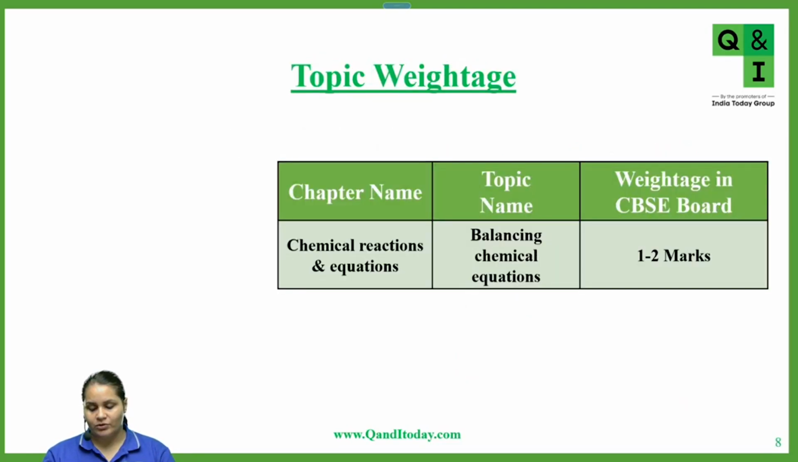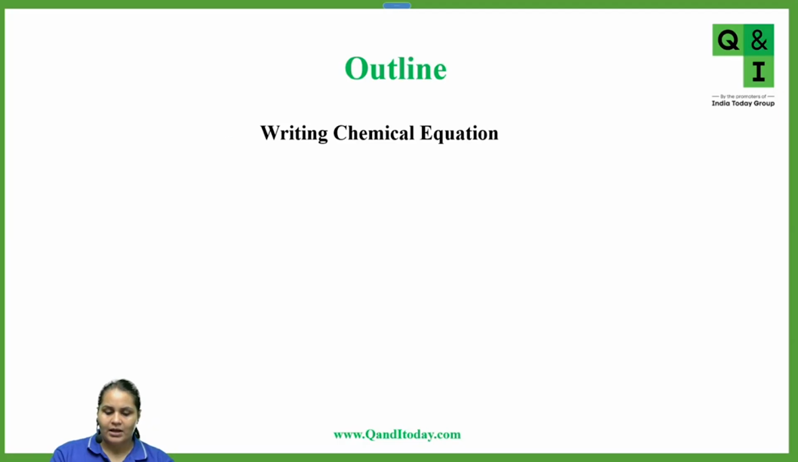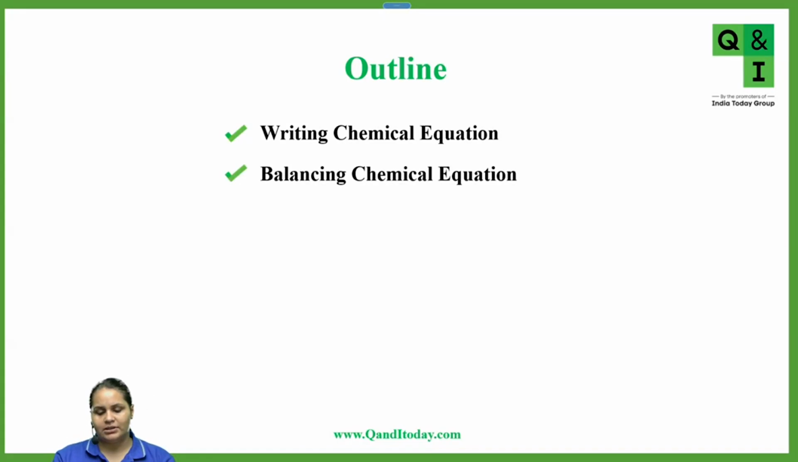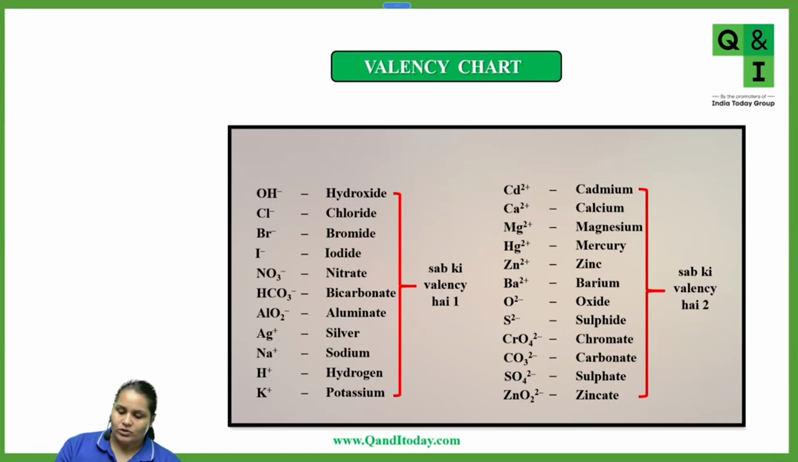So this is something which is needed to study this particular topic. Not the balancing, but writing a chemical equation, a 1 mark question can be asked from it. So we will learn how to write a chemical equation. Balancing will be learned in a different session. Before we start, as I said, you should know how to write a chemical formula. To learn that, you should know the valencies of the different ions. So if you don't remember, please learn this.